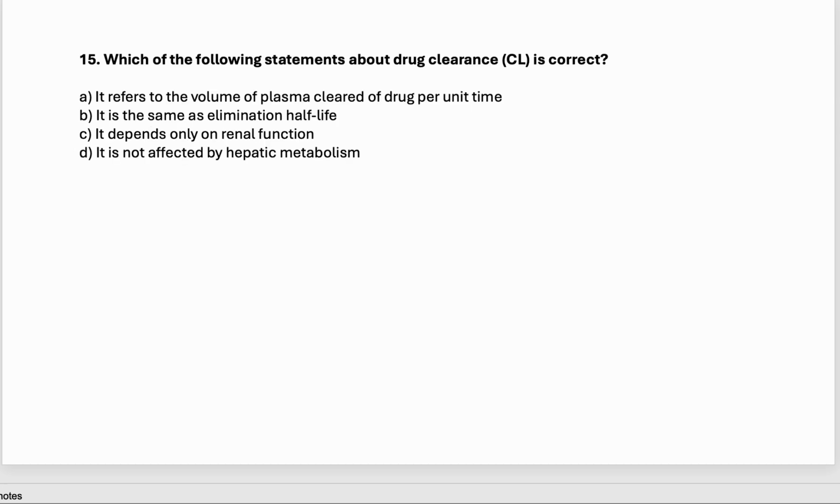Last question. Which of the following statements about drug clearance, that is CL, is correct? A. It refers to the volume of plasma cleared of drug per unit time. B. It is the same as elimination half life. C. It depends only on renal function. Or D. It is not affected by hepatic metabolism. Drug clearance.